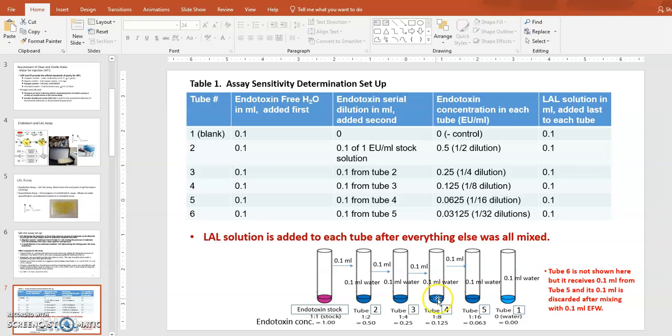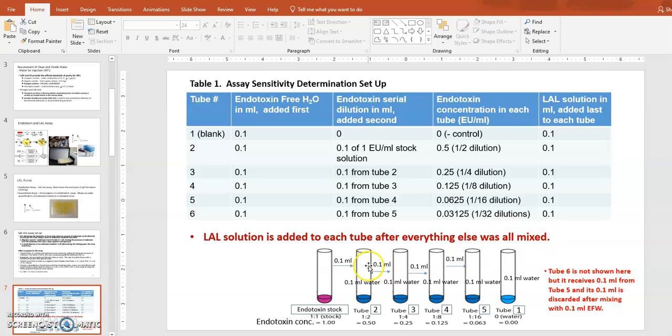So pipette up and down, mix them together, and then change the tip and transfer again 0.1 ml from here to the next tube. You do the same thing over and over, right? And then to the last tube. I guess this diagram is a little different than this. Tube number 6 is not shown up there, so assume that there's another tube number 6 there. So you'll pipette 0.1 ml there, and you'll have 0.2 ml, pipette up and down, mix it. And then from this tube, you will take out 0.1 ml and discard it.